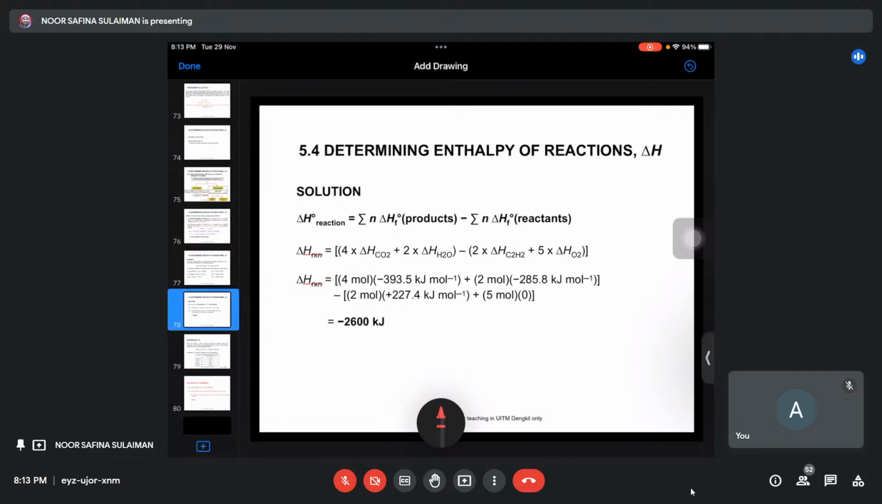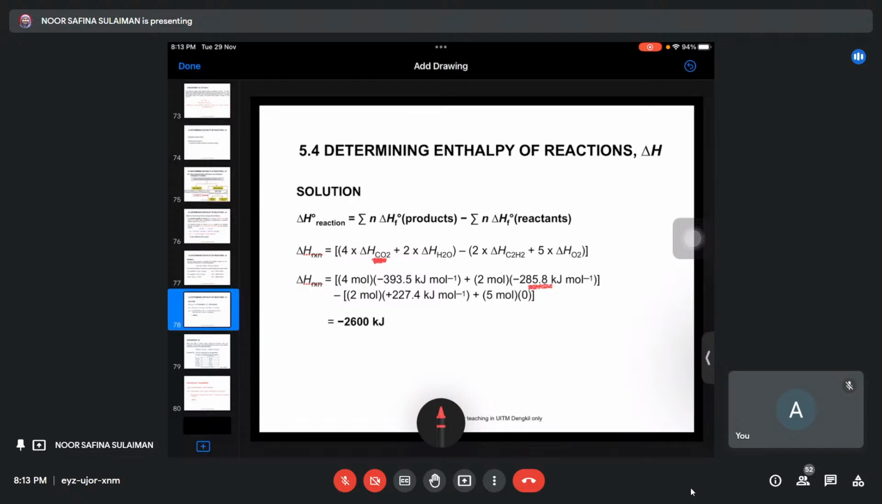Okey, you ada produk tadi CO2. Dah bagi dah berapa delta H naught formation. Okey, for CO2 you darabkan dengan its coefficient, and then you ada another product H2O. This is the enthalpy formation of H2O. You darabkan dengan its coefficient 2 mole. Okey, then settle for product.